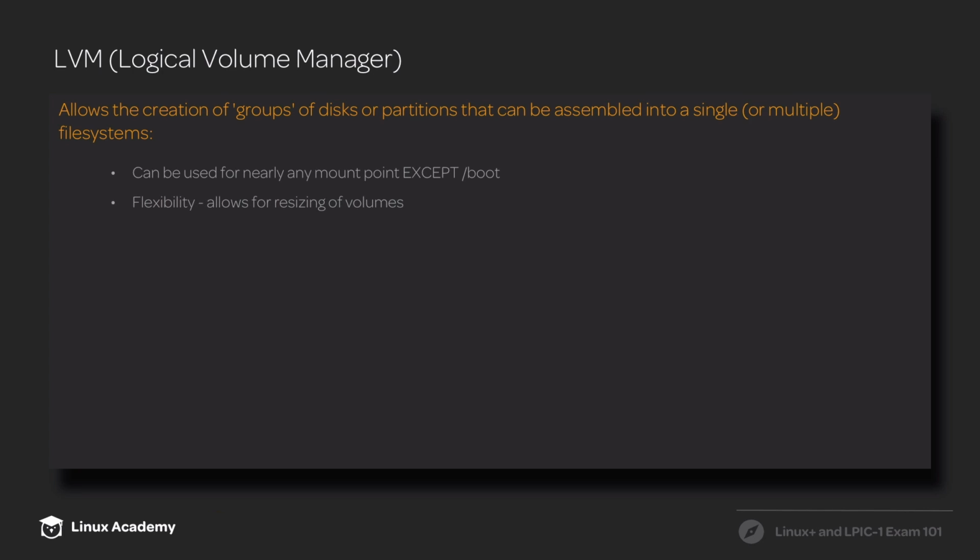One of the great things about LVM is its flexibility. It can allow for resizing of volumes. You can shrink a volume to reduce unused space, or you can grow a volume, which is handy for locations such as /var where you have a whole lot of logs being collected.